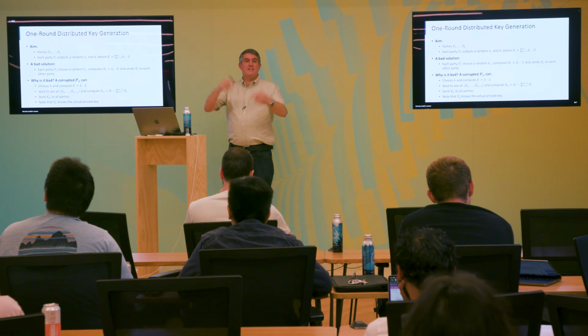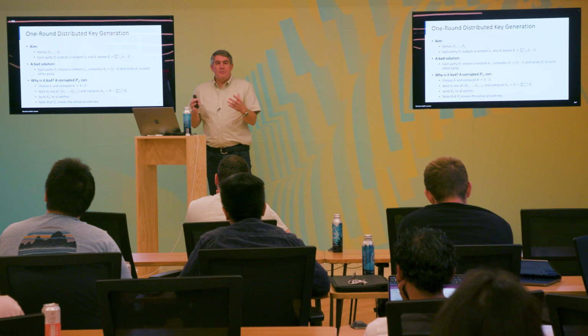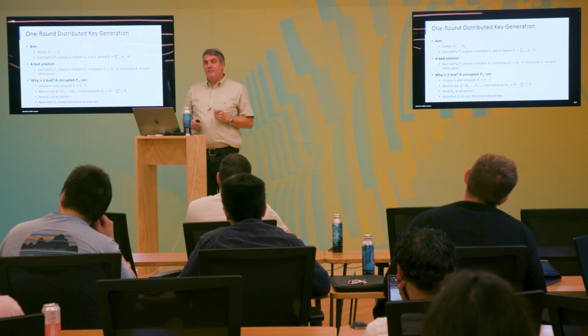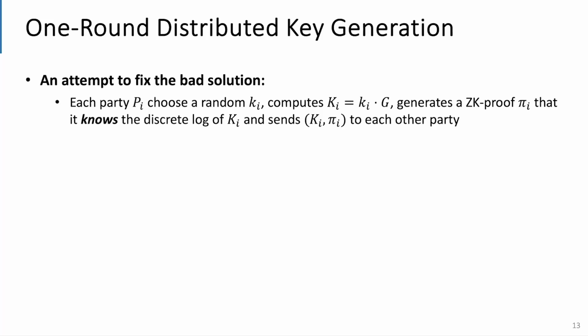So I can't just send out something, but if I want one round, how can I prevent this type of thing where I can fully determine the private key? So an attempt to fix this bad solution is to say that I'll make each party provide a zero-knowledge proof of knowledge of the discrete log of what they send. Why does that solve the problem? It solves the problem because P_n set K_n to be something which is K minus all of this stuff, and P_n could not know the discrete log of K_n. So once I force P_n to add a zero-knowledge proof of knowledge, I now solve that problem, and you can't do this attack.